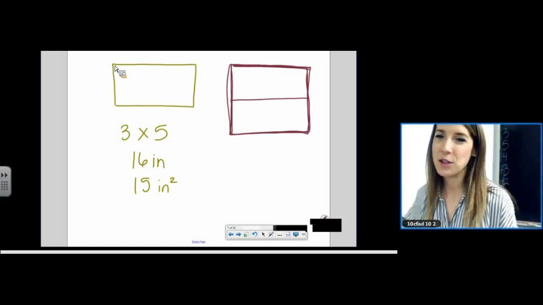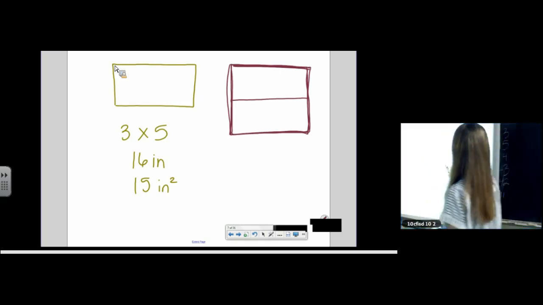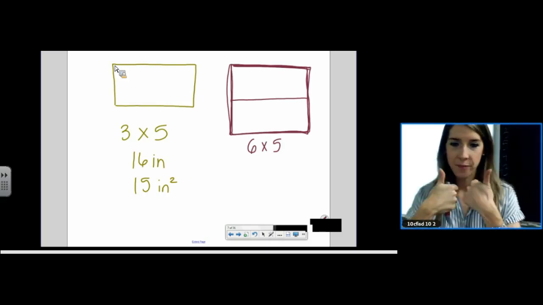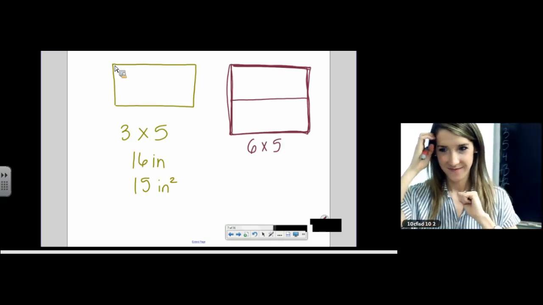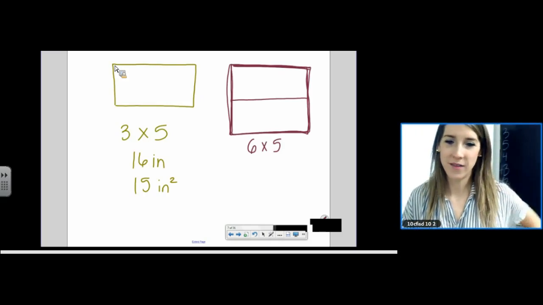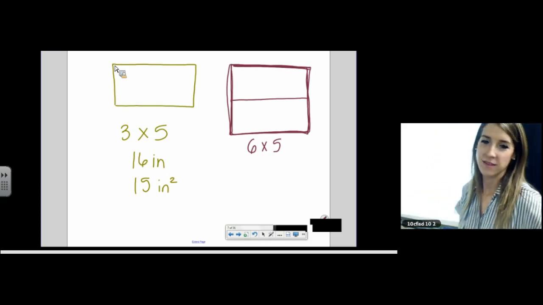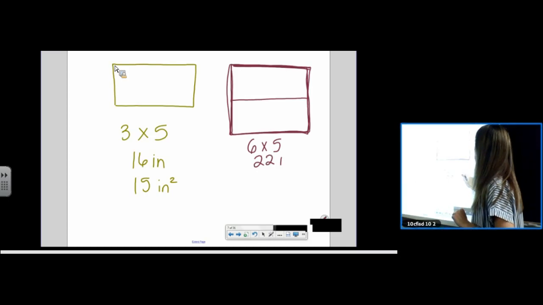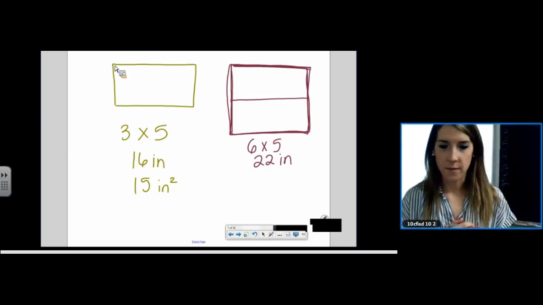Okay, so what are our new dimensions? 6 by 5, yeah? Okay, what's our new perimeter? 22 inches. And what's our new area?